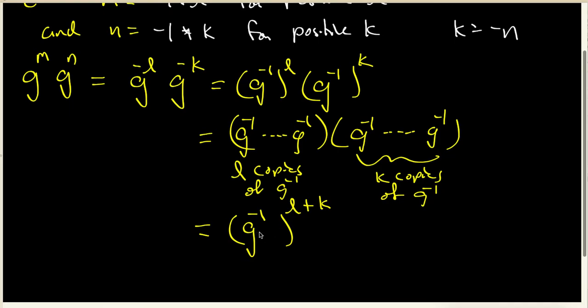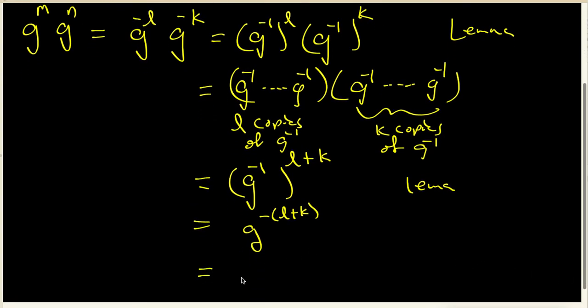But I know by that previous lemma how to deal with this. So we use the lemma here. And we're using the lemma again here to rewrite this as g^(-(L+K)). But g^(-(L+K)) is g^(-L + -K), and that will now be g^(m+n). And I've got a stray mark there, and I do want to say why here.